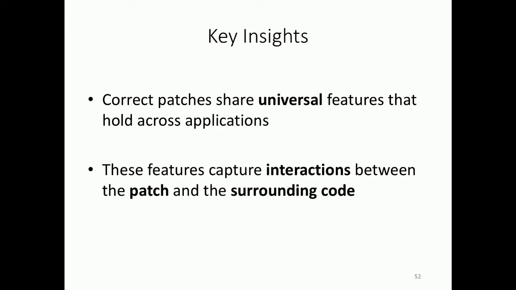And we're going to identify those useful interactions and use them to identify correct patches. The hypothesis here is that because those features are universal, we can learn from one set of applications and apply the learned knowledge to fix errors in another application. We will validate this hypothesis with our experiments.